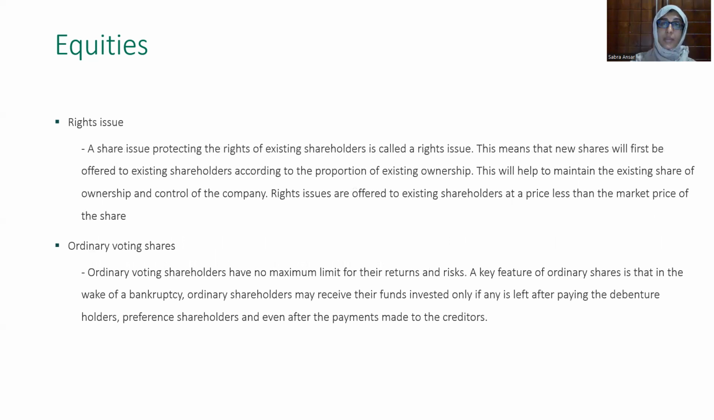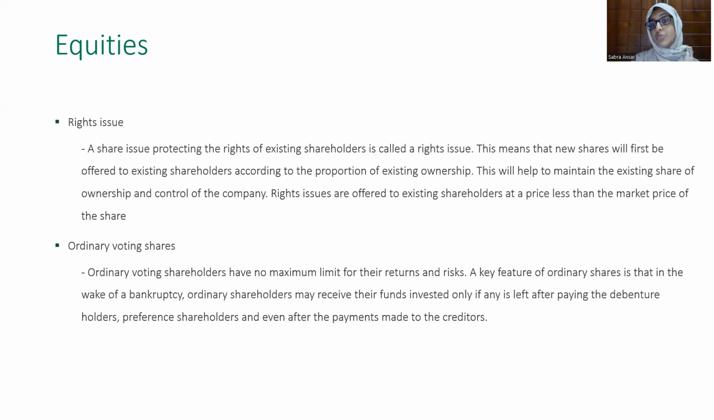Moving on, I'm going to talk about a few more concepts that we discuss in the equity section. One is the rights issue. So what is a rights issue? A share rights issue, which protects the rights of existing shareholders, is called a rights issue. That means when new shares are to be offered, the existing shareholders get a proportion in line with their existing ownership.